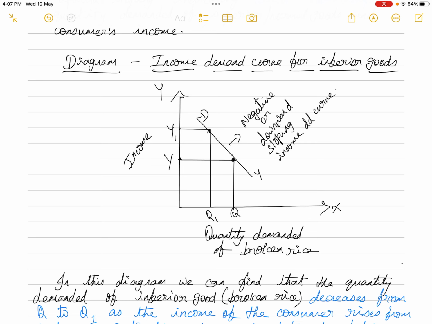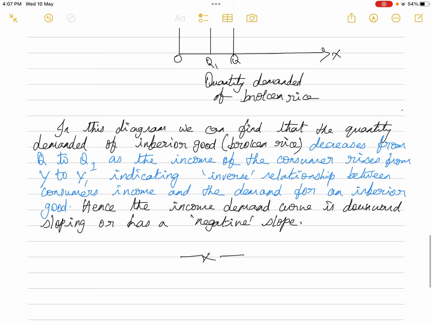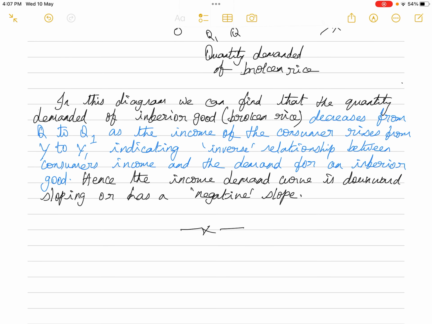So the next diagram will represent the inferior commodity. You can see that the quantity demanded of broken rice is represented on the x-axis and the income of the consumer is represented on the y-axis. When the income of the consumer is Y, the quantity demanded is Q, but when the income of the consumer increases to Y1, the quantity demanded of the broken rice has decreased to Q1. So when the income increased from Y to Y1, the quantity demanded decreased from Q to Q1. Okay, so we have the downward sloping or negative sloping income demand curve for inferior good, indicating the indirect relationship. That is what we are writing in words.